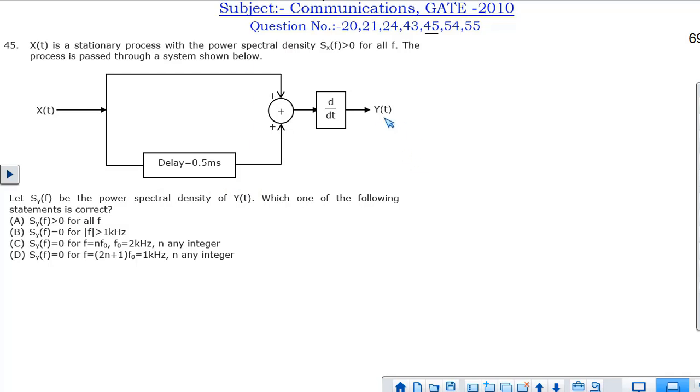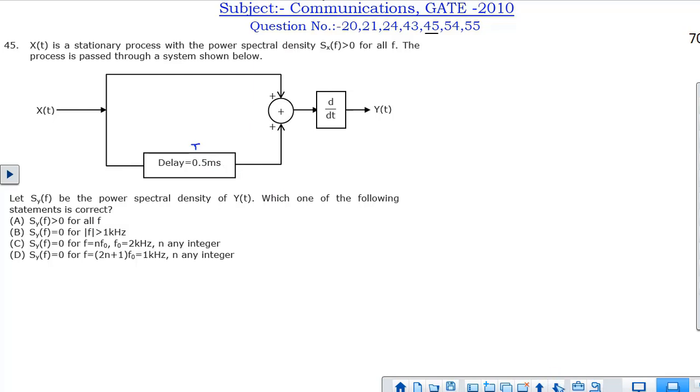Now let us represent y(t), that is in time domain, as a function of x(t). Here if you see, x(t) is added with the delayed version of x(t), that is x(t) is delayed by 0.5 millisecond, both are added, and the summation of the signal is differentiated to get the output signal y(t). Let's say capital T is the delay, that is 0.5 millisecond.